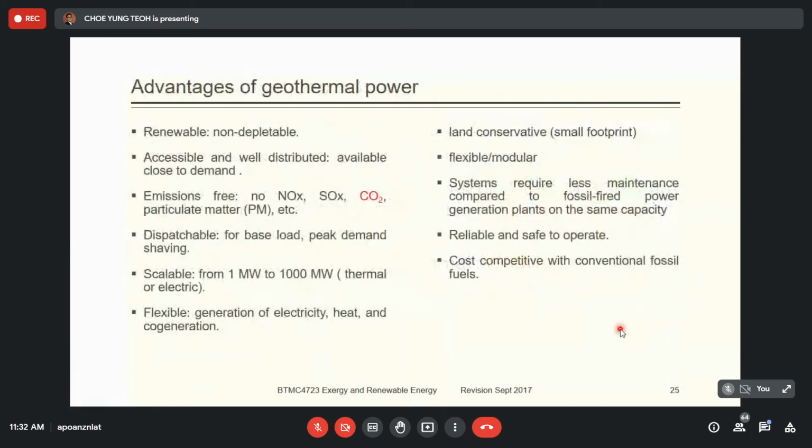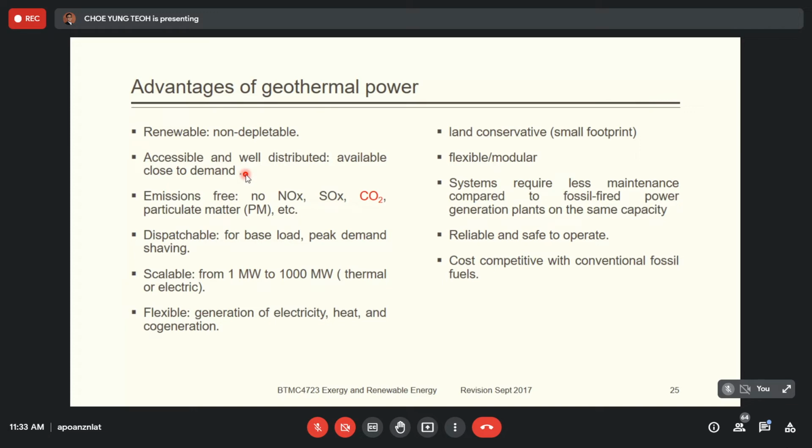Okay, so that is the general part, and I think that is mainly all for the geothermal. Then let's talk about the general advantages of geothermal resources. First, it is renewable and non-depletable. I think there is nothing to explain here. It can be regenerated. Second, it is accessible and well distributed, available close to anywhere. Earlier I said rare, but now I say accessible. It is accessible in terms of low quality heat, but if you want the good quality one, I think it is very rare.